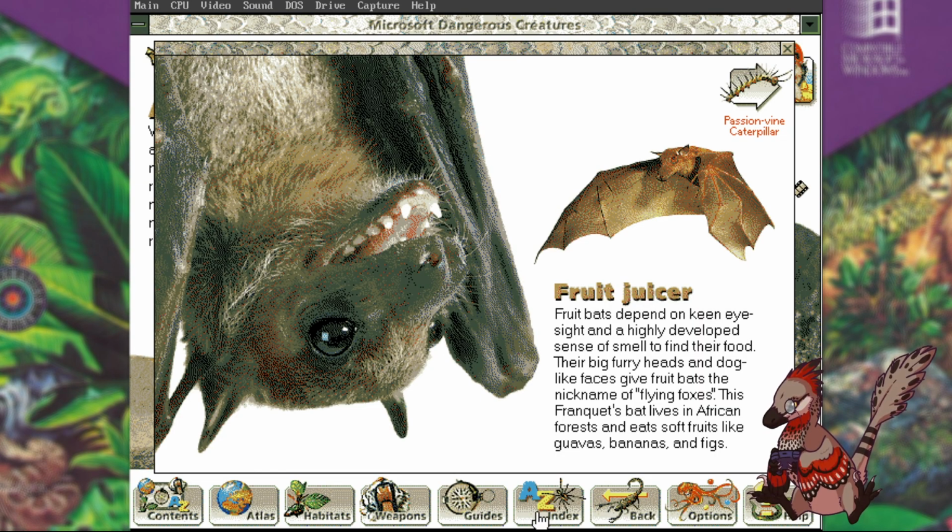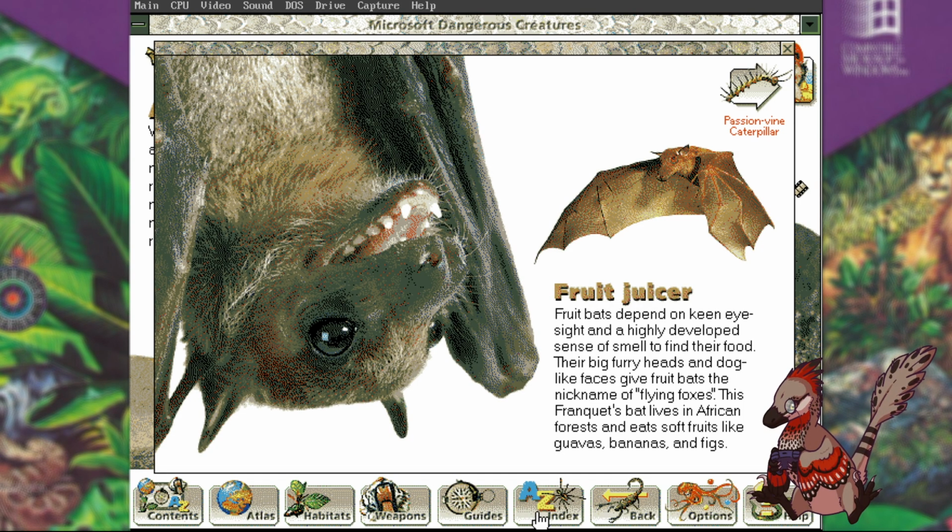So cute. Fruit juicer. Fruit bats depend on keen eyesight and a highly developed sense of smell to find their food. Their big furry heads and dog-like faces give fruit bats the nickname of flying foxes. Oh, those are the flying foxes! I knew of the name flying fox. I didn't know that they were fruit bats, so that's good to know.